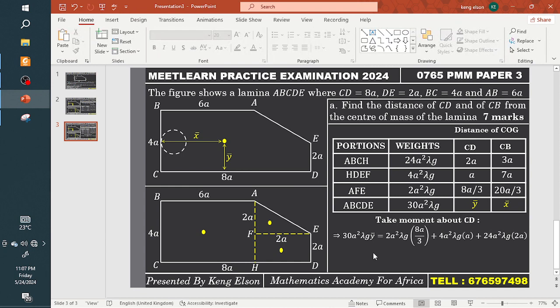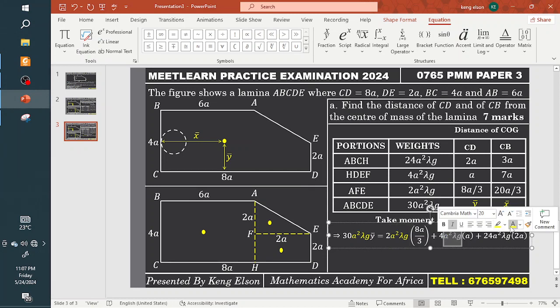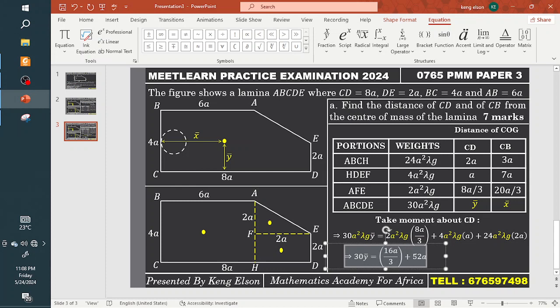Okay, from there we just have to start canceling things. So a squared lambda g, I'll put it in this color so that everybody can see that it is the same all through. So it's going to cancel. Doing that, I'm just going to have here this, let this now become 16. This will become 4a. This will become 48a. Okay, now 48 plus 4 is 52. 52a. So 52a.